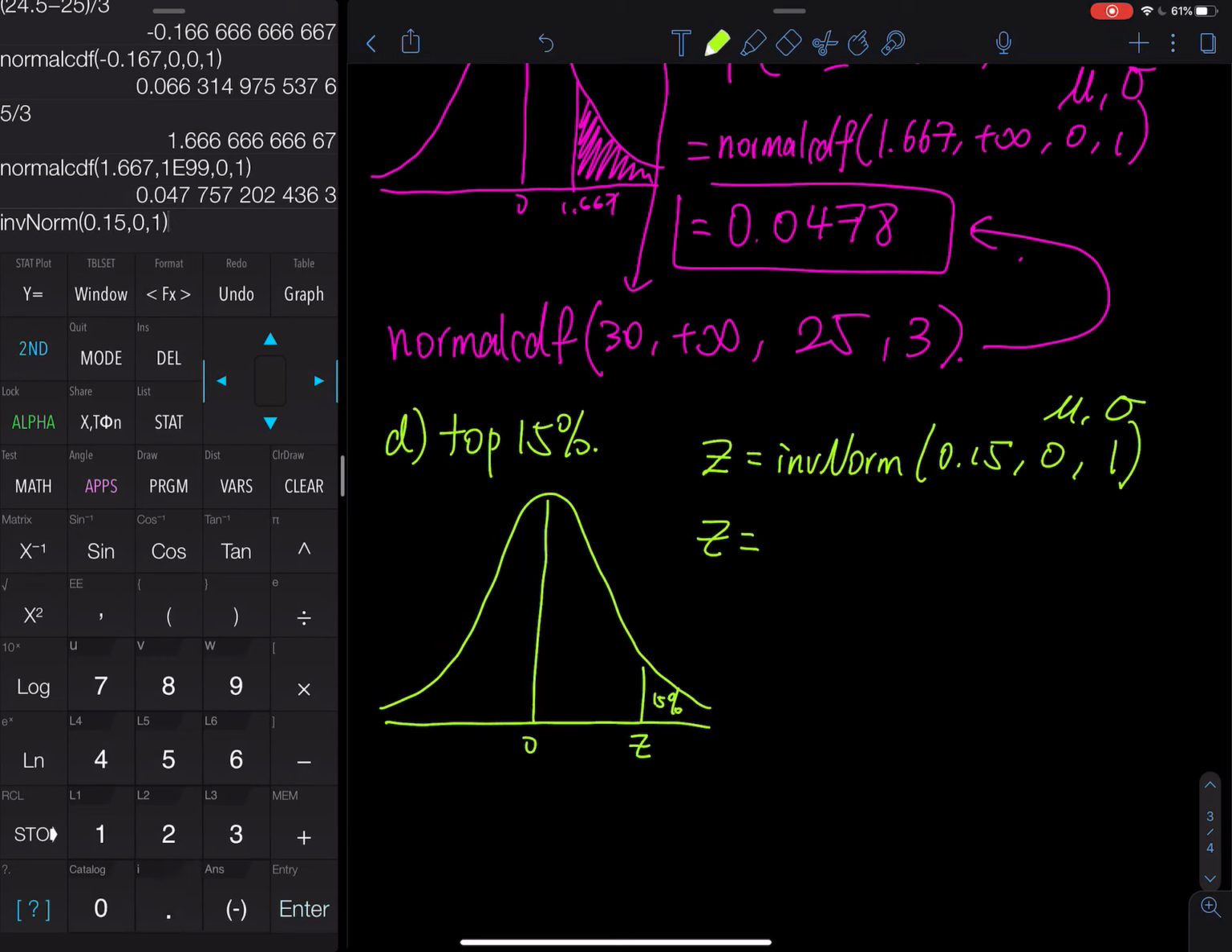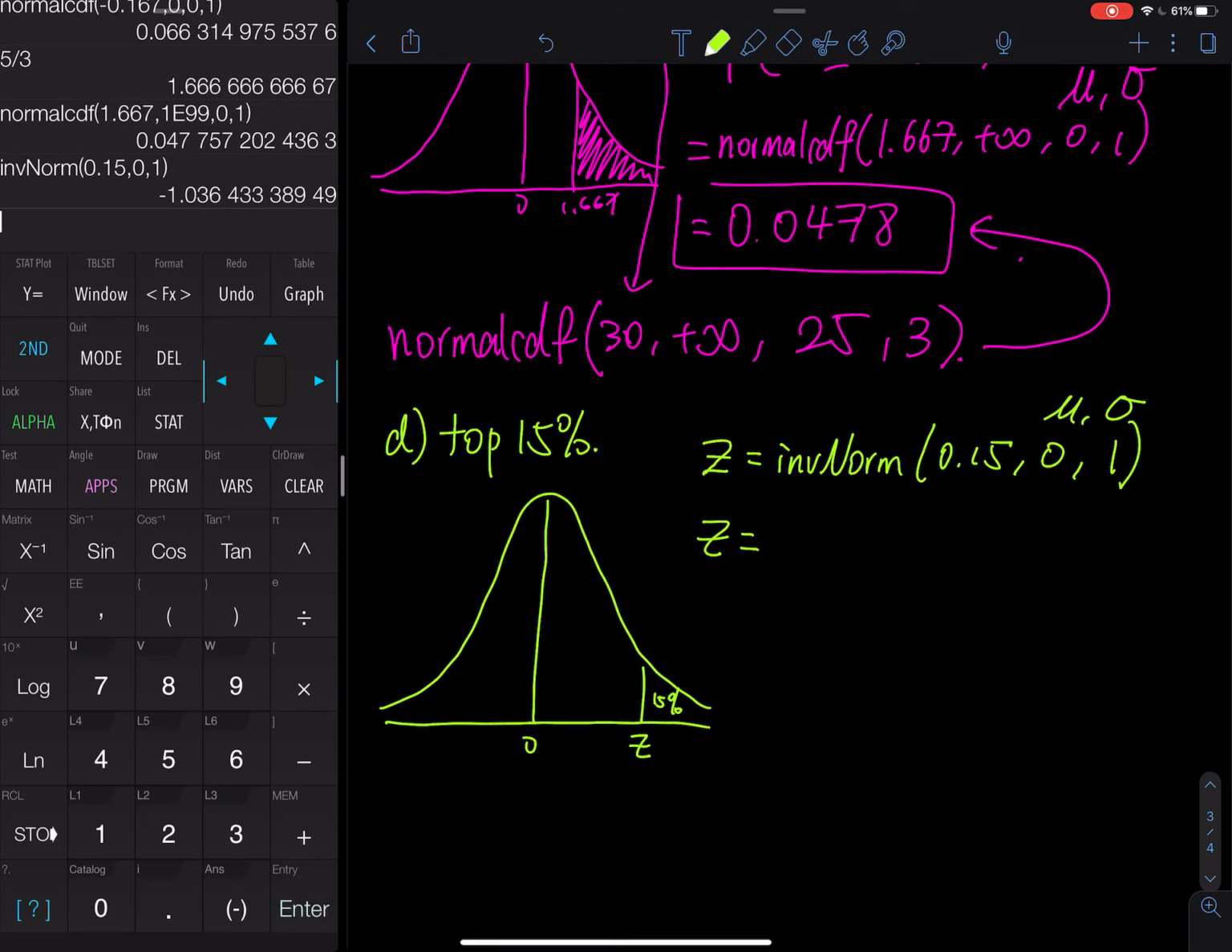By the way, for the normal CDF and the inverse norm, if you are using a newer calculator like the TI-84 CE or C, they will bring you to a menu. Just input those numbers on the menu, click paste, and they will paste the whole command on the home screen. Press enter again, then you will get your answer. So this one is negative 1.036. Am I correct?